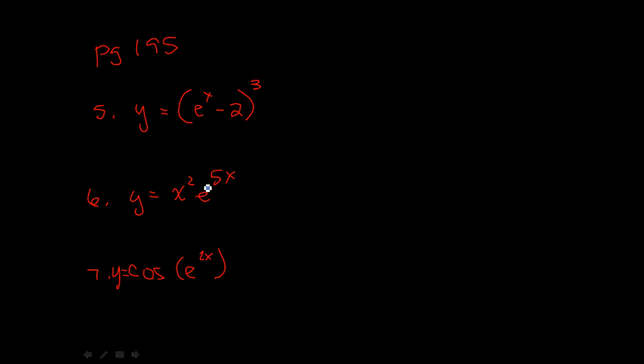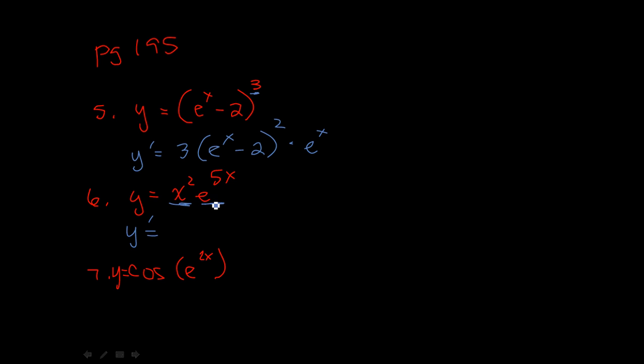Okay. Number 4, we need to use the chain rule. So this 3 is going to have to be taken care of first. So we have 3 and then e to the x minus 2, and that's all squared. And then we multiply that by the derivative of the inside, which is just going to be e to the x.